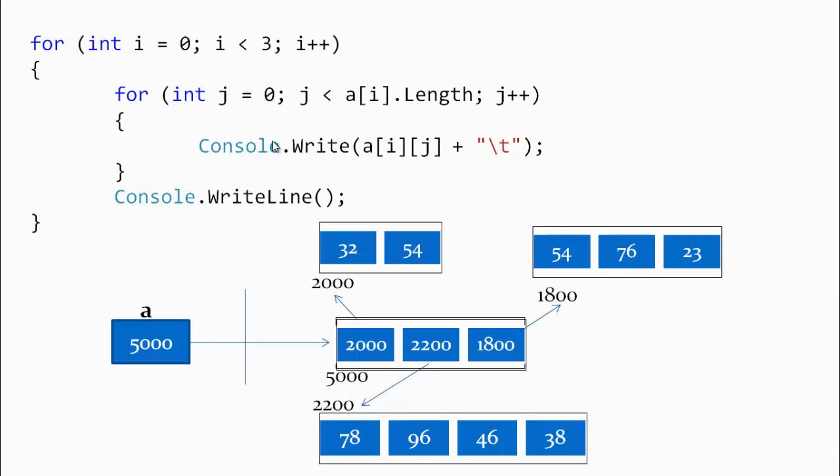Same way, when the value of i is 1, a[1].length is 4. So this loop will execute 4 times, for 0, 1, 2 and 3. Same thing is true about the third array. So this is all about arrays.